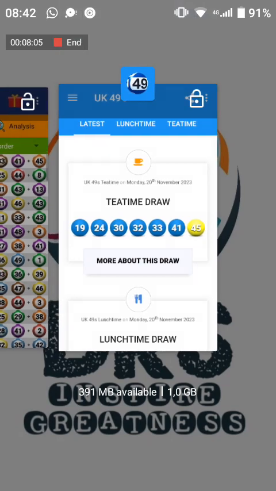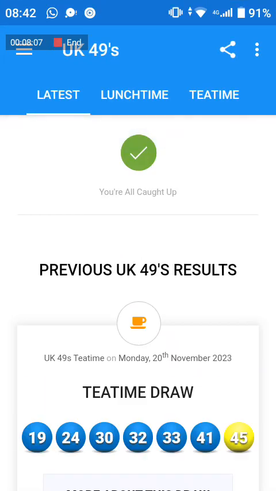Now, Panthers, as I have told you, when it comes to maths, when it comes to these numbers, maths applies. There's a lot that you need to learn when it comes to these numbers.